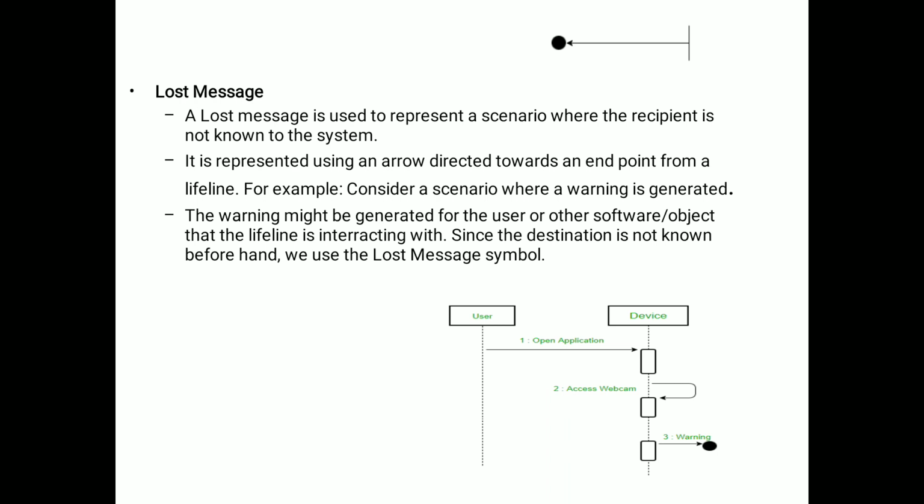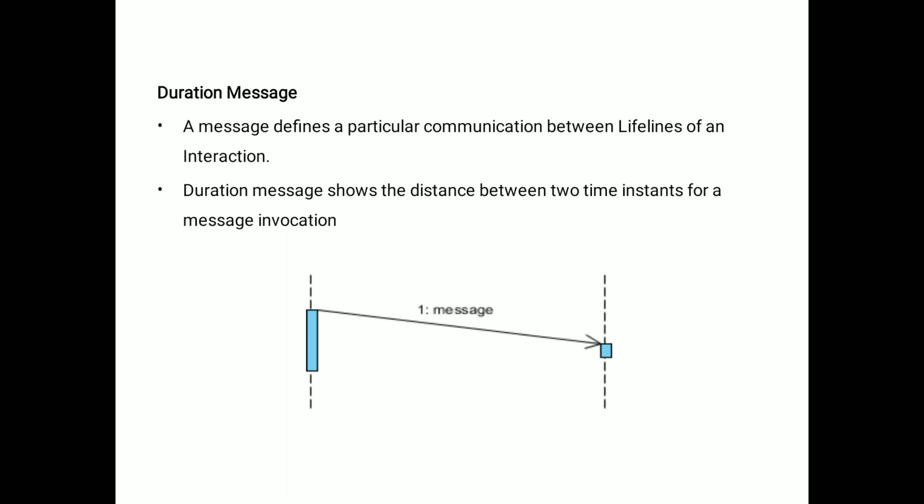Now see here, user, your device, user asks to open the application, then access webcam, then warning. Now this warning, where does it go? No one is there, no object to accept the warning, so this is the lost message. Next is your duration message.